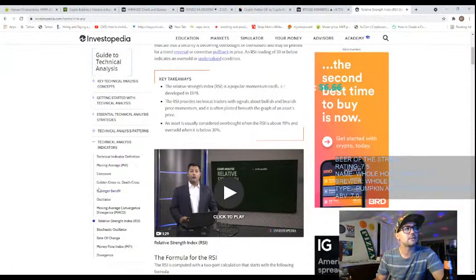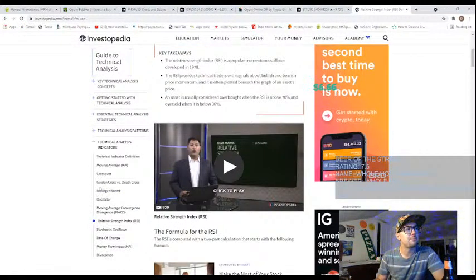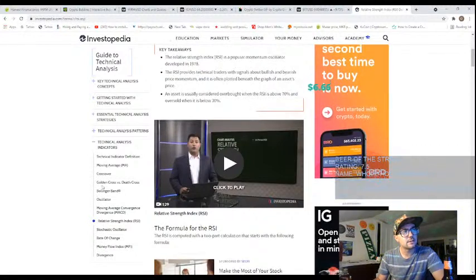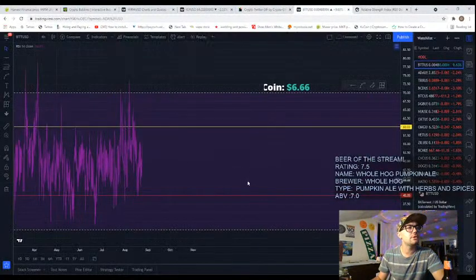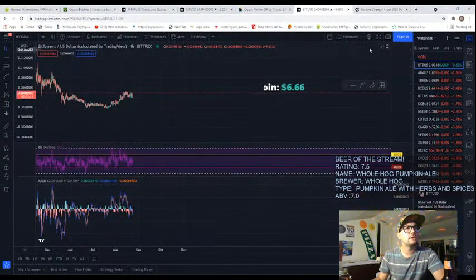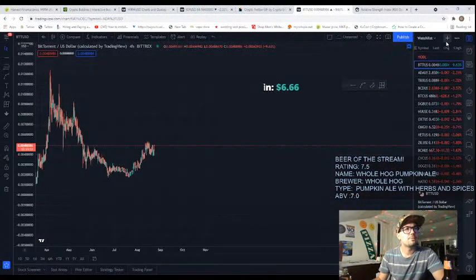It's a momentum oscillator. It's been around for a long time. The RSI provides technical traders with signals about bullish and bearish price momentum and is often plotted beneath the graph of an asset's price. So that's exactly what we were just looking at. It's plotted below the graph of an asset's price.